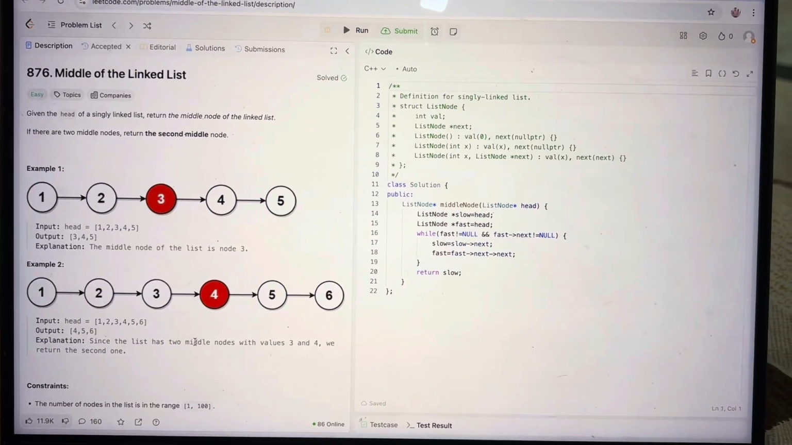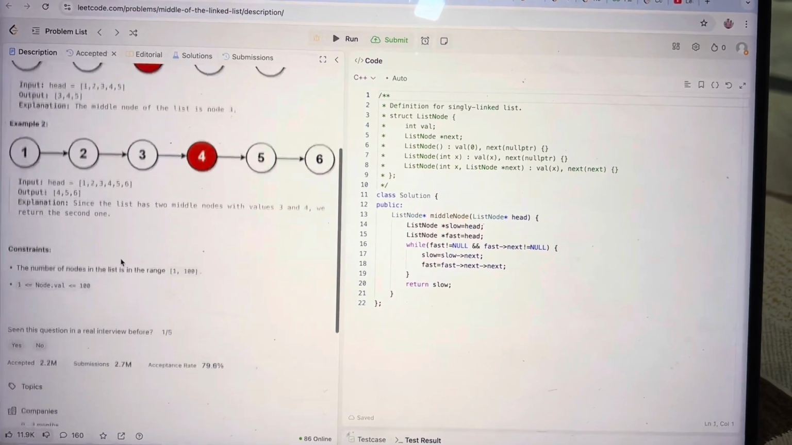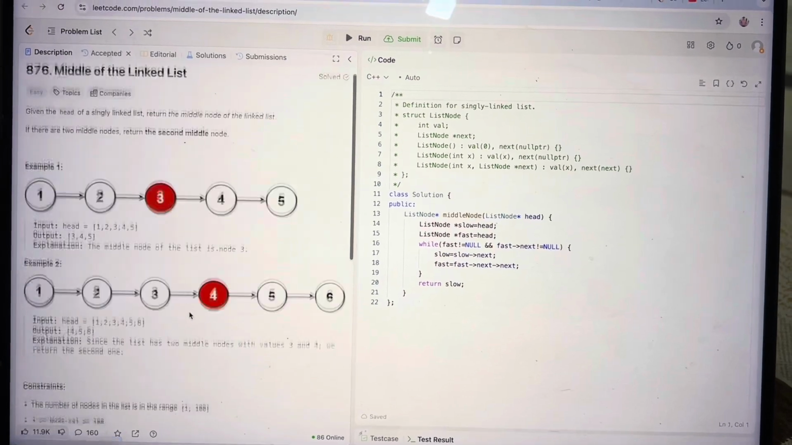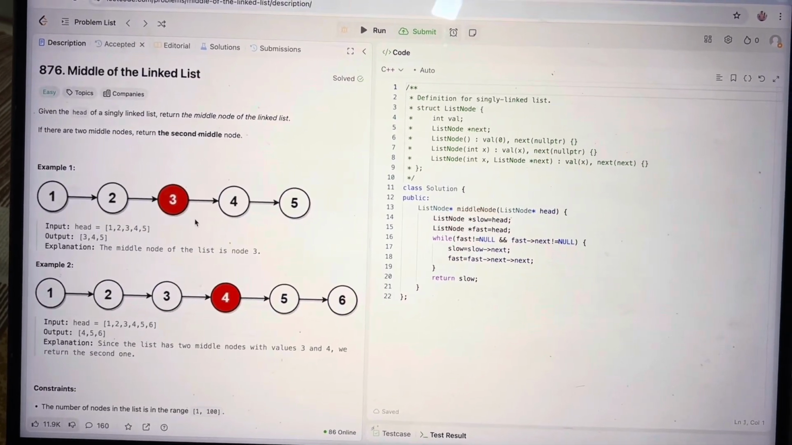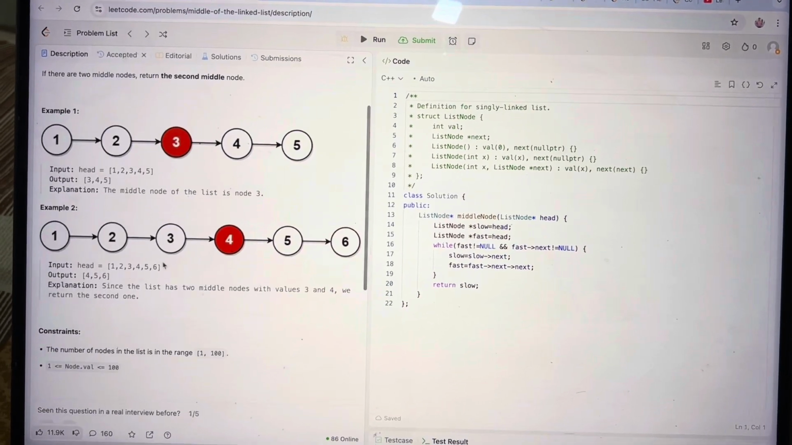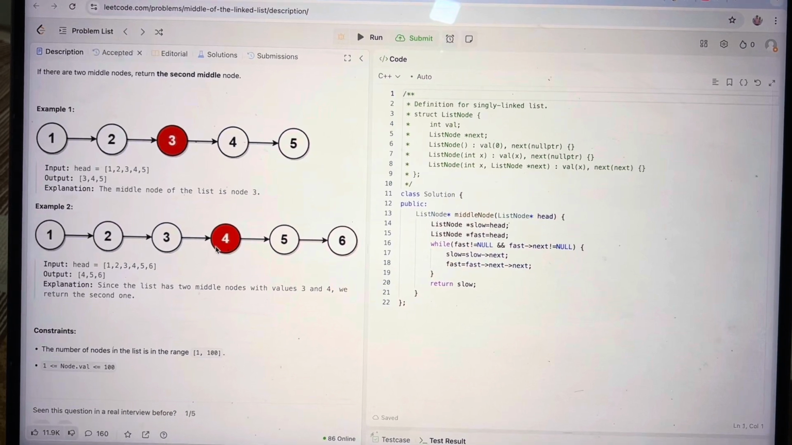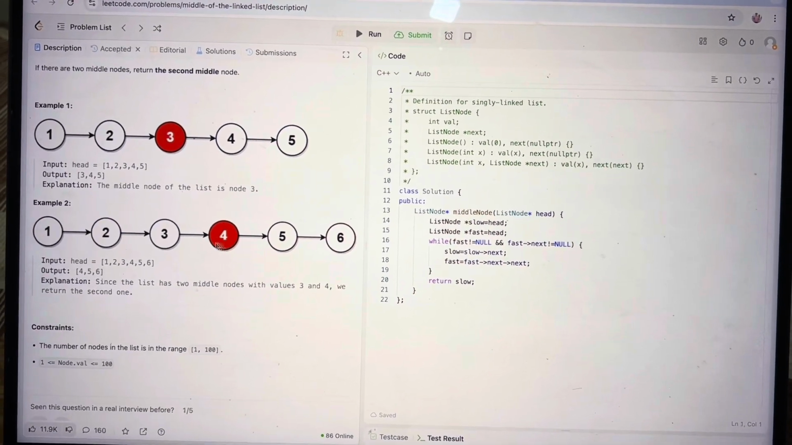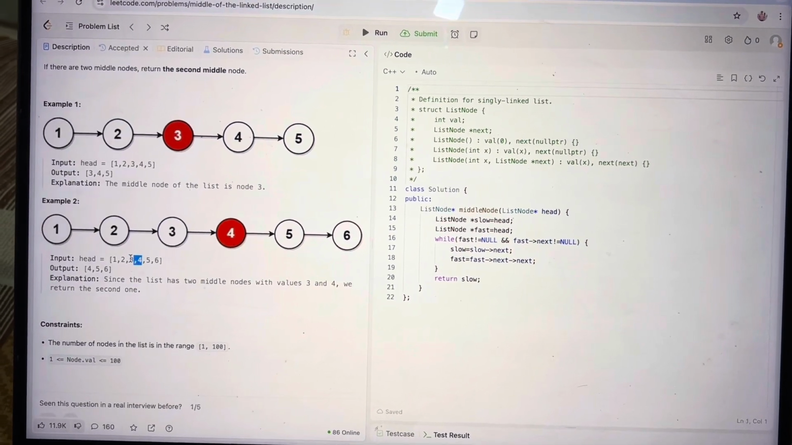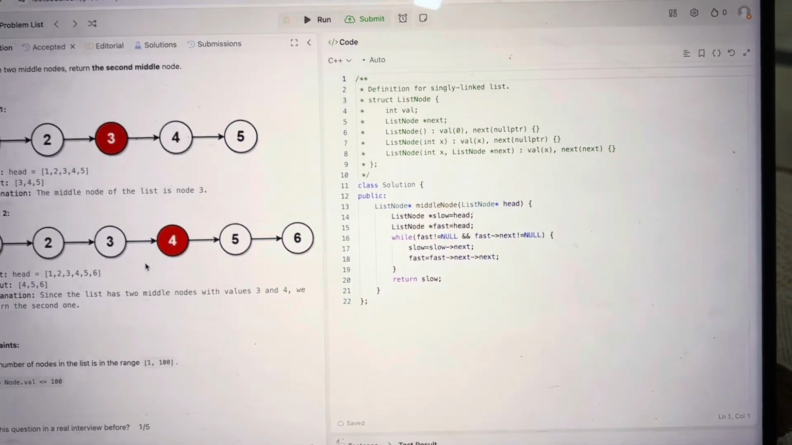Here is the code walkthrough of the 76th question, middle of the linked list on the LeetCode platform. You can see this question has been asked in multiple companies. And let's look at the example. So here 1, 2, 3, 4, 5, the example that we discussed, 3 is the middle element, and here there are 6 elements, 1, 2, 3, 4, 5, 6, and we take this as our middle element. Okay, this is the middle element, the 4th one, not the 3rd, the 4th one. Okay, n by 2, the ceiling.